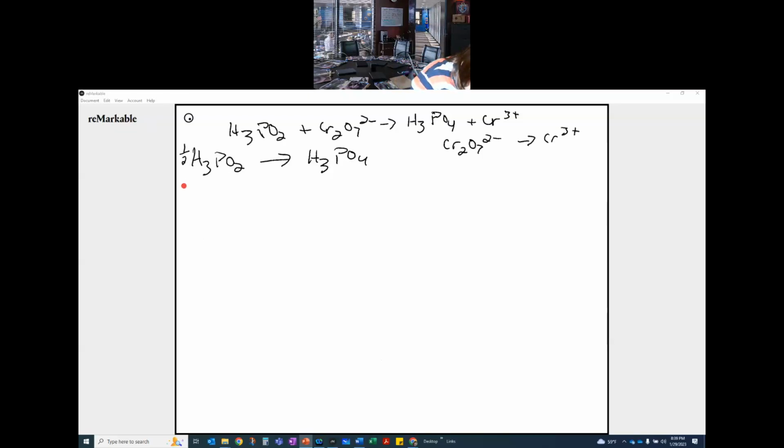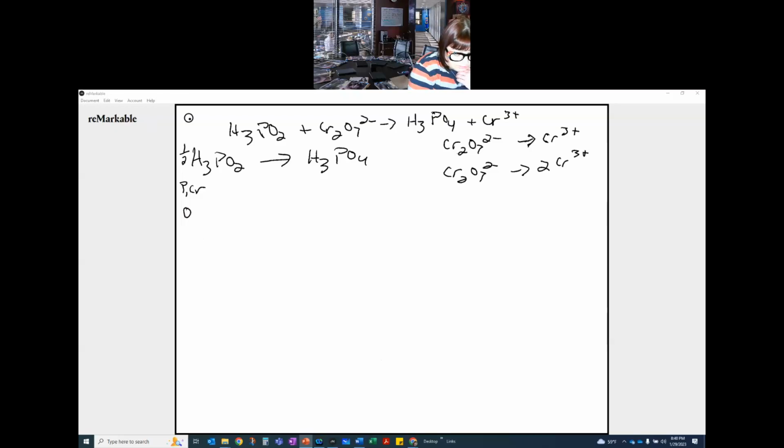The next step is balancing for P and Cr. So I have 1 P on the reactant side and 1 P on the product side. Two Cr on the reactant side here, and only one there. So that's my P and Cr. This should technically be 2 Cr3 plus. There we go. All right, we got that.